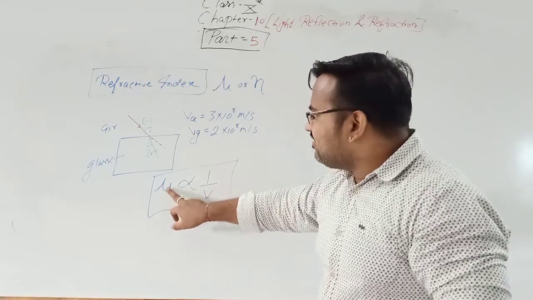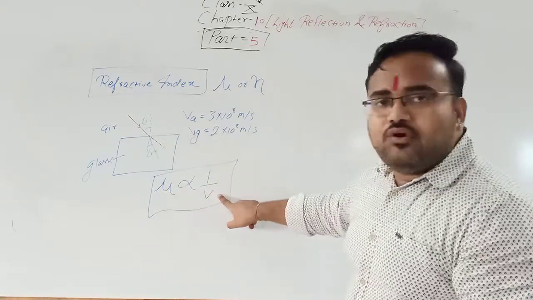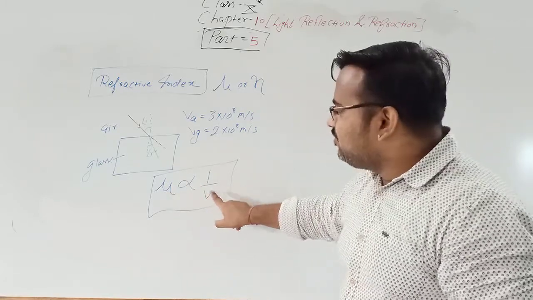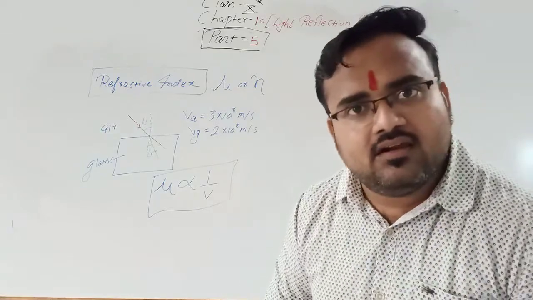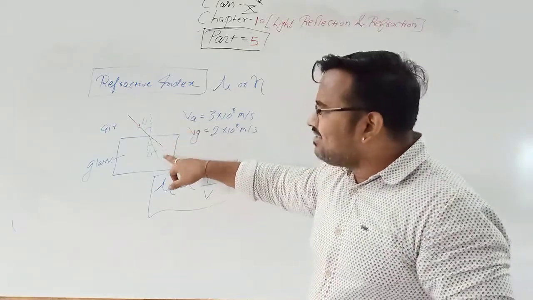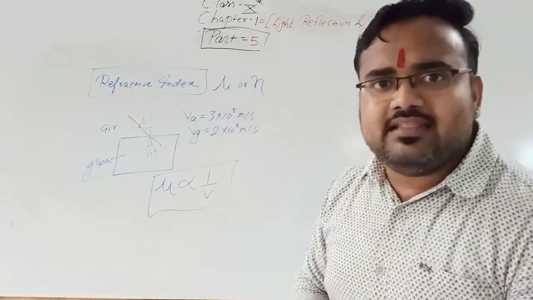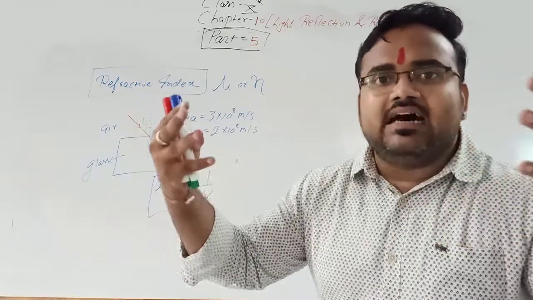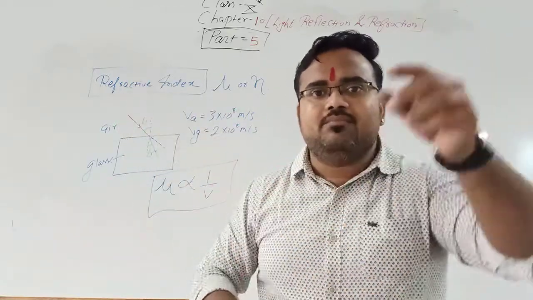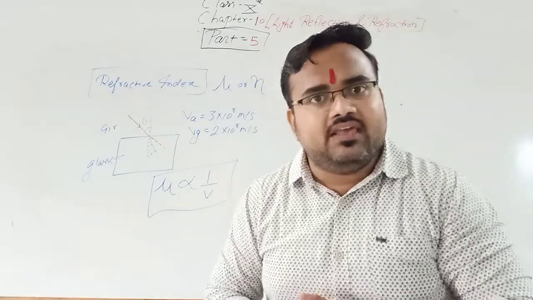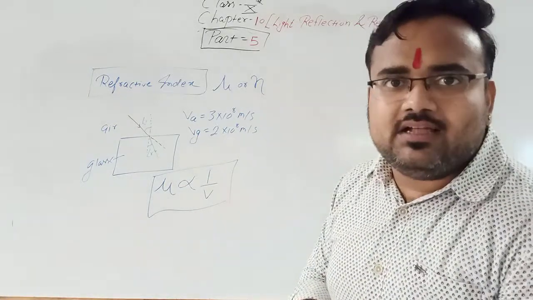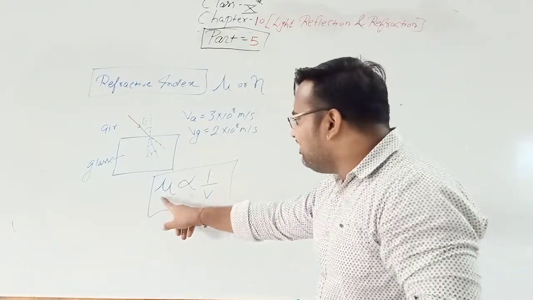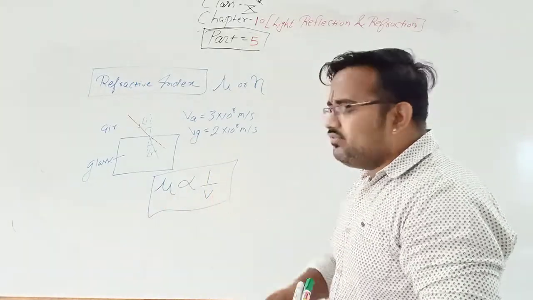If the refractive index of glass is more, the velocity of light will be less. Clear? If I take a thicker glass than this, then the velocity of light will decrease, because in a higher density, more compact medium, the light cannot travel freely. It has more obstacles as compared to air. So the refractive index is inversely proportional to the velocity of light.